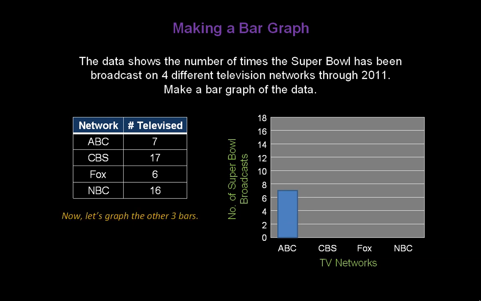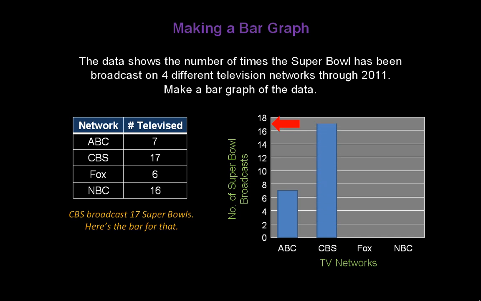There you go. Now let's graph the other 3 bars. CBS broadcast 17 Super Bowls. Locate that on the graph, and here's the bar for that. Fox broadcast 6 Super Bowls. Locate the 6 and draw the bar for that. NBC broadcast 16 Super Bowls, so locate 16 on your graph and create the bar for that.